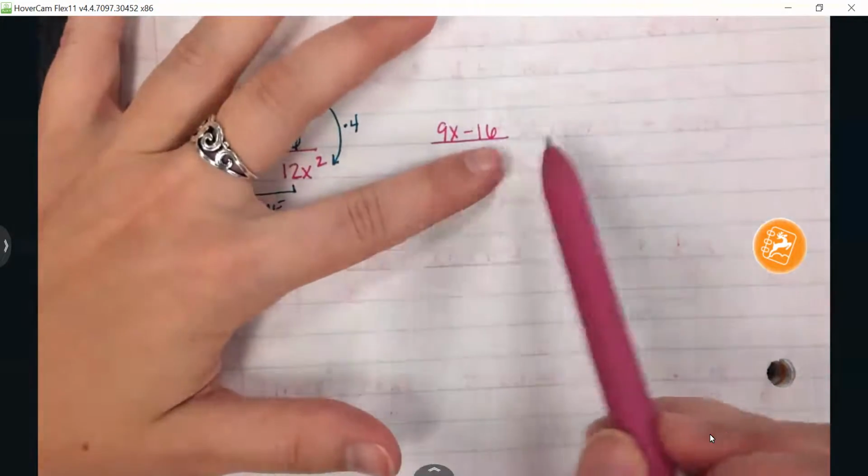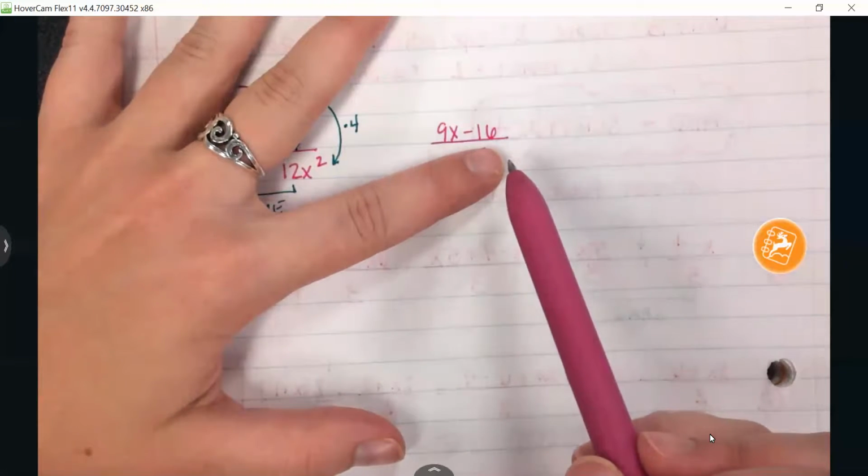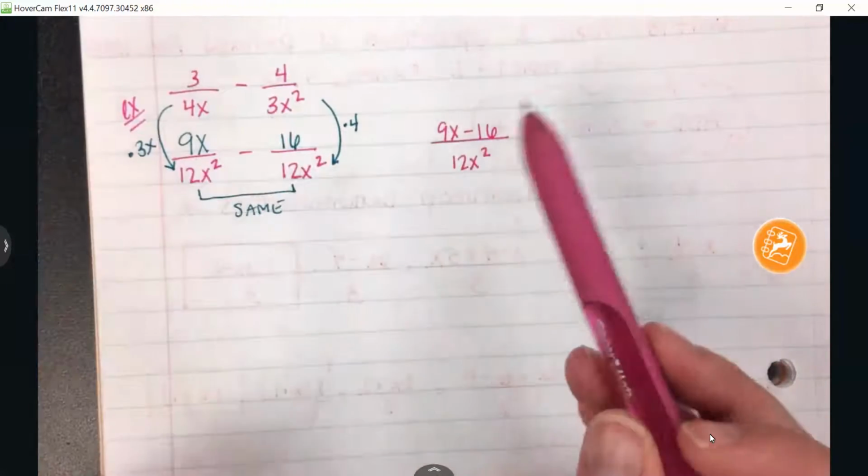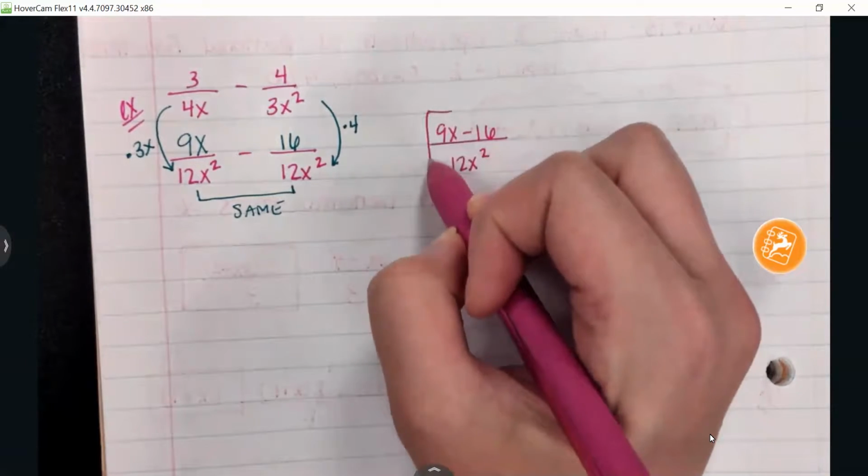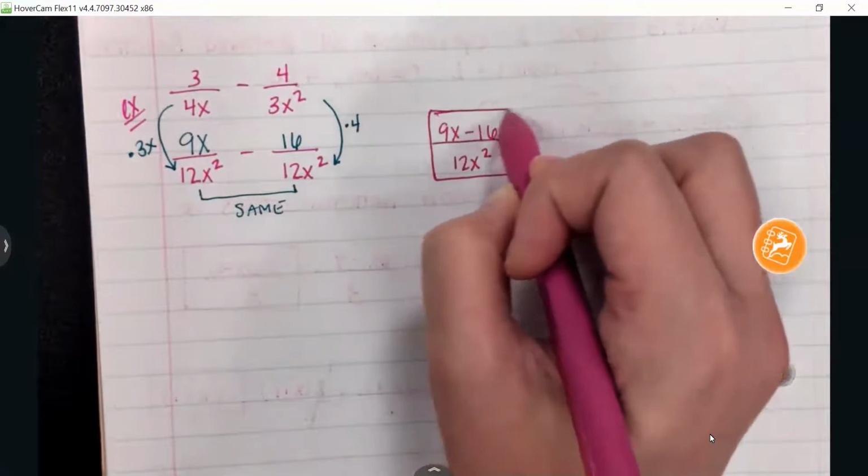9x minus 16, does that have a GCF? No, so I can't simplify it at all. So this would be my answer.